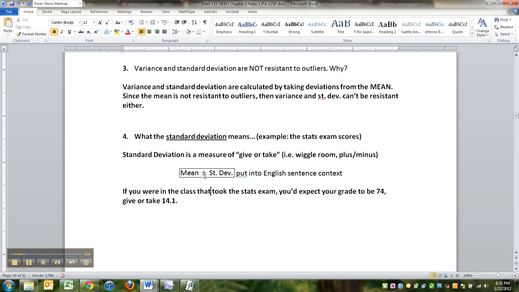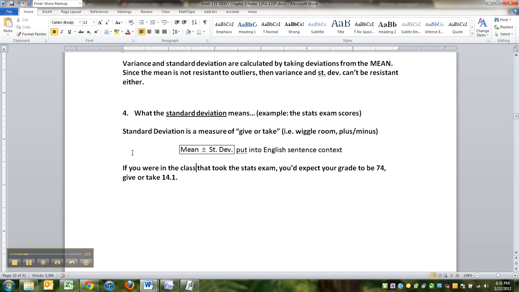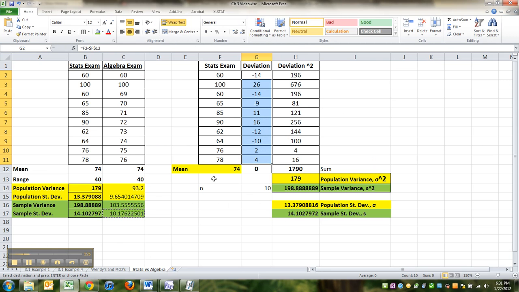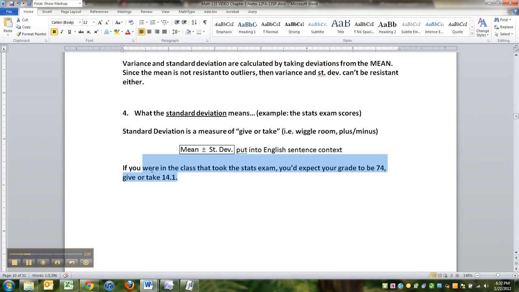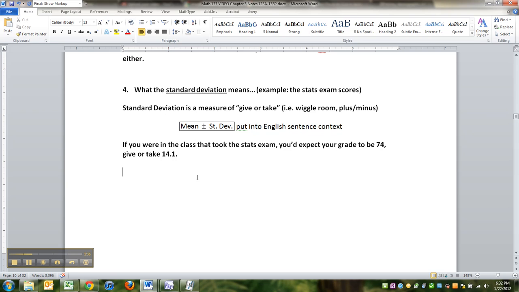And the basic way of interpreting that is going to be by taking the mean plus or minus the standard deviation, but you're going to put it into an English sentence context. You're not just going to say mean plus or minus standard deviation. You're going to say things like, if you were in that class that took the stats exam, you'd expect your grade to be 74. Why 74? Well, because that's what the average was, 74. Give or take 14.1, because that's what the standard deviation is. You could say plus or minus, give or take, whatever.